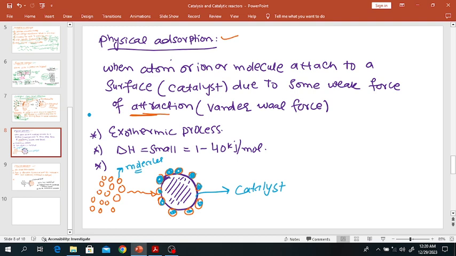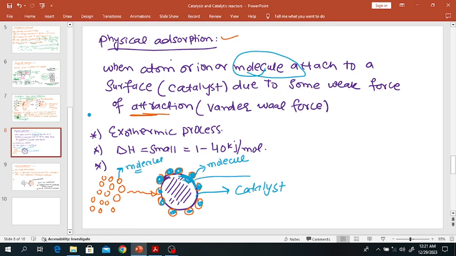So when an atom or molecule is unattached to a solid surface, in the gaseous case usually we are using molecules. Physical adsorption is that type of adsorption when there is some weak force of attraction between the molecule and a solid surface. This is the molecule. It can be an oxygen molecule or a molecule of some other gas, and this is a solid surface. Here there is a weak force of attraction.